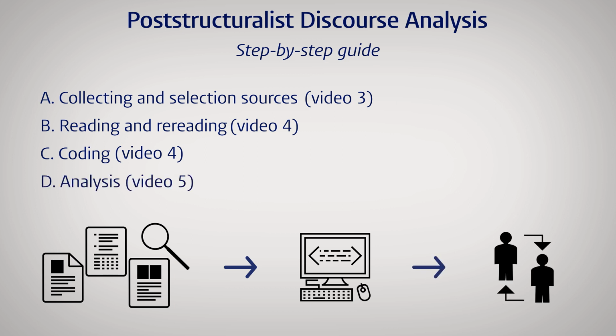Analysis is the topic of video 5. The first step in the analysis is subject positioning. Following the coding process, subjects are placed in relation to each other. How do the subjects compare and contrast? Who are friends? Who are foes? What problems are presented? What are the solutions? Etc. This we call subject positioning.